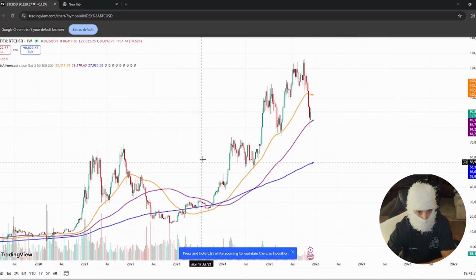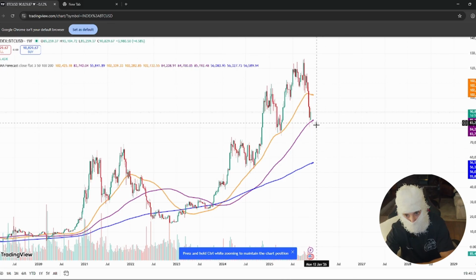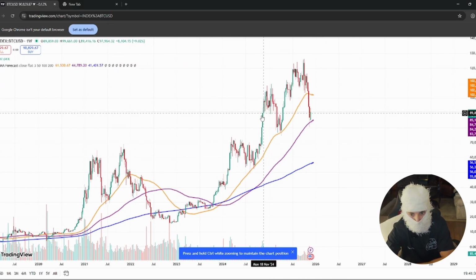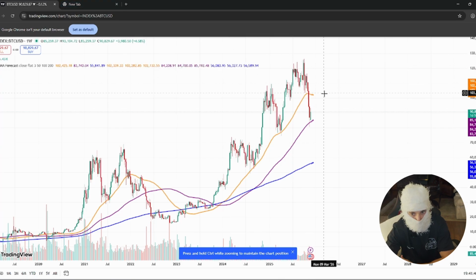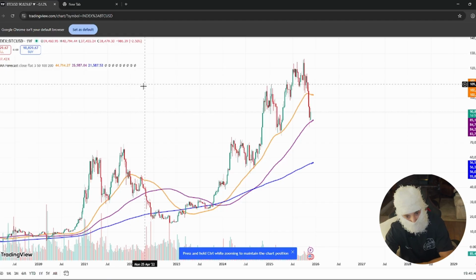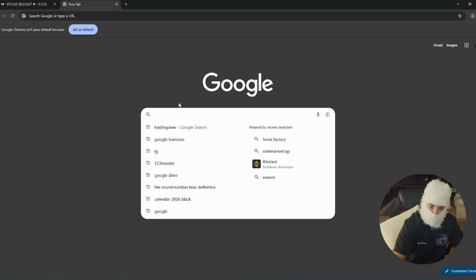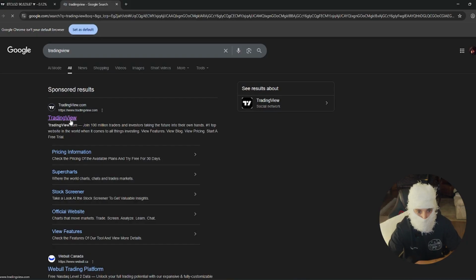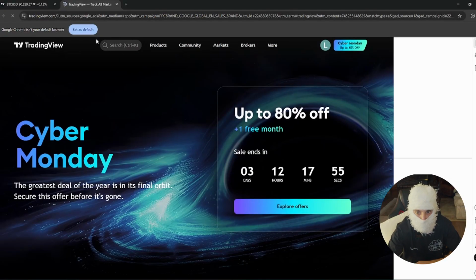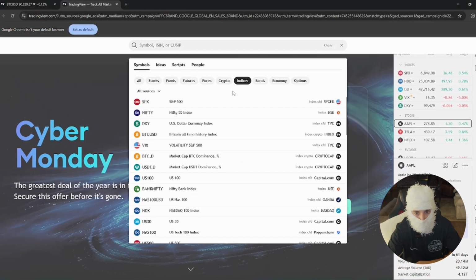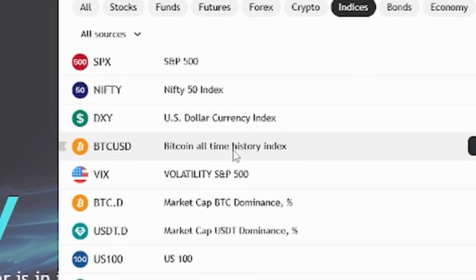First, here's my chart with the 50-week moving average installed. I'm going to show you guys how to install it for yourself, because the main goal is that you guys are self-sufficient. You got to teach the person how to fish and not just eat the fish, you know what I mean? So we're going to go on TradingView first. You're going to click here on the search bar, and then you're going to go on Bitcoin All-Time History Index.